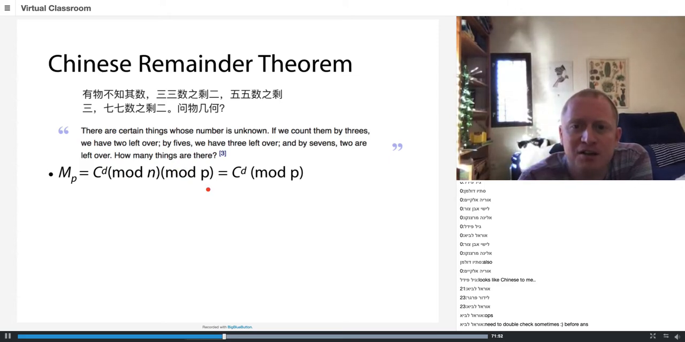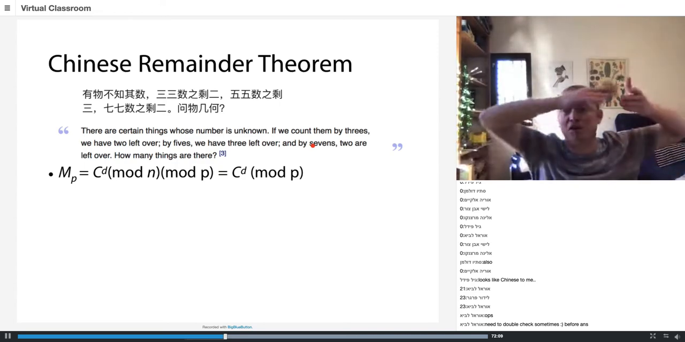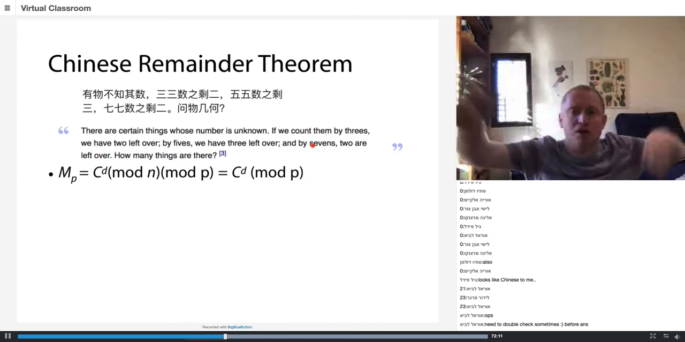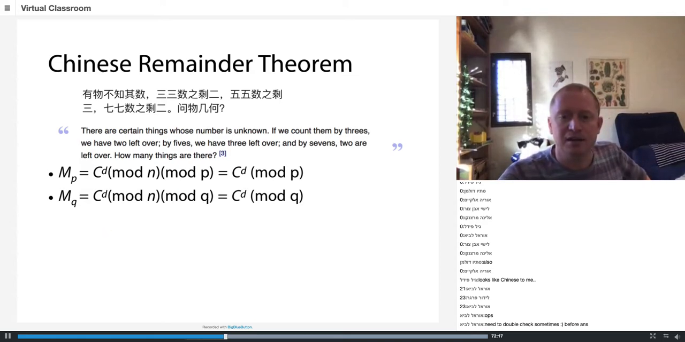And now my result is going to be some kind of number, c to the power of d modulo p. And this number is not equal to c to the power of d modulo n. For starters, it has to be between 0 and p. And c to the power of d modulo n is between 0 and n, which is a much larger number. So this is one number. This is m sub p. And also I do this again. I do it m sub q.